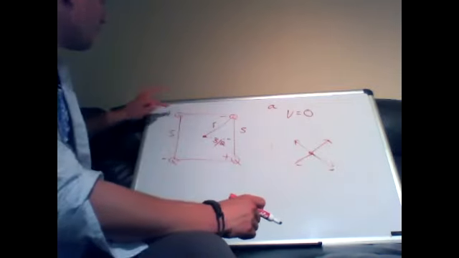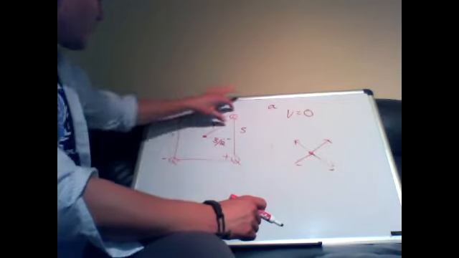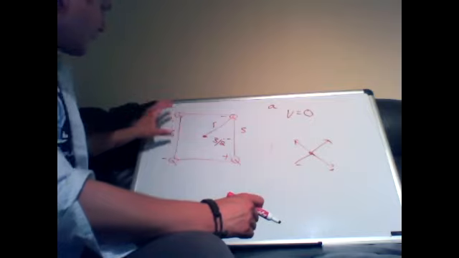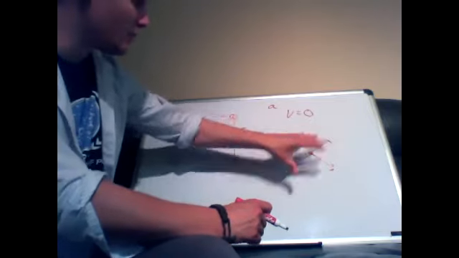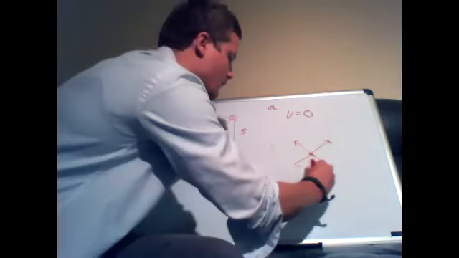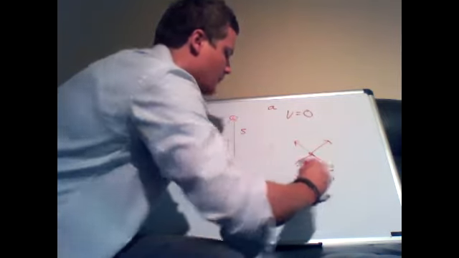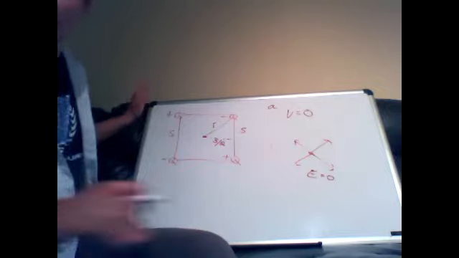Therefore, because all these charges are equal in magnitude, and the only thing that's changing is their signs, and we have this symmetry here, we can say that the electric field is 0. So that's good. Symmetry helps.